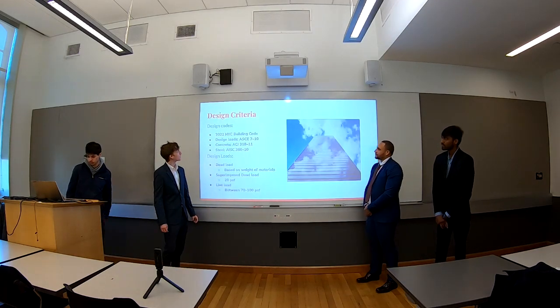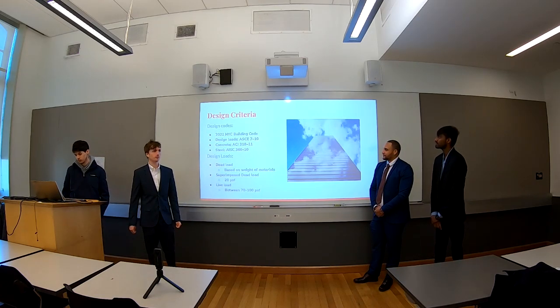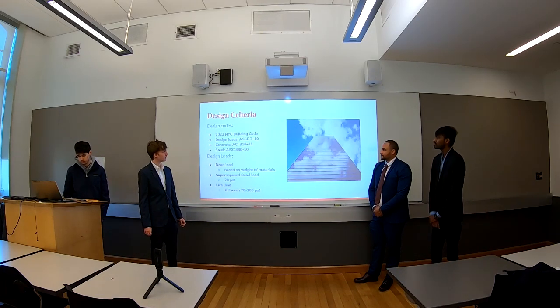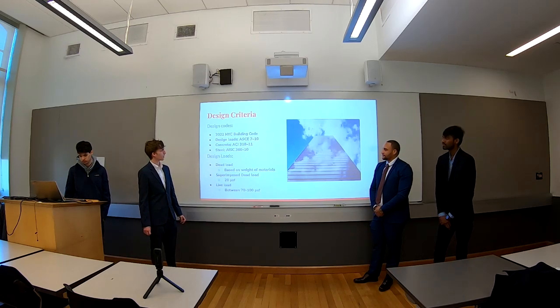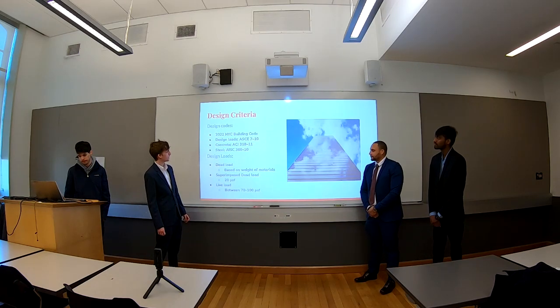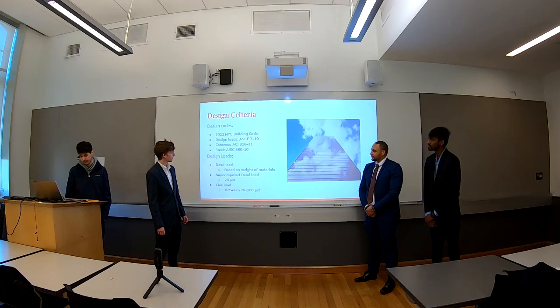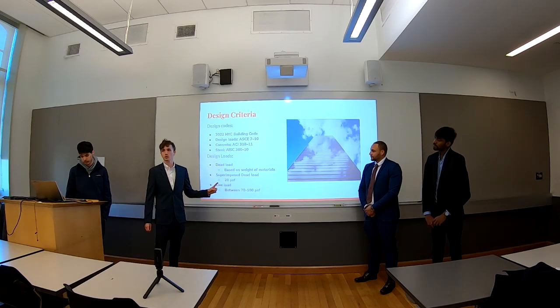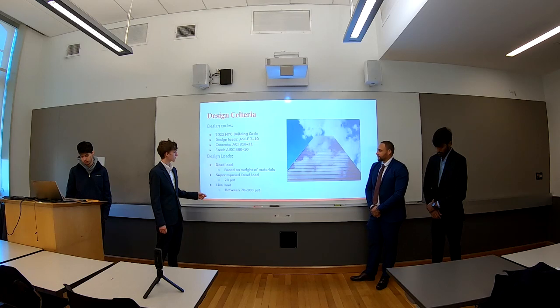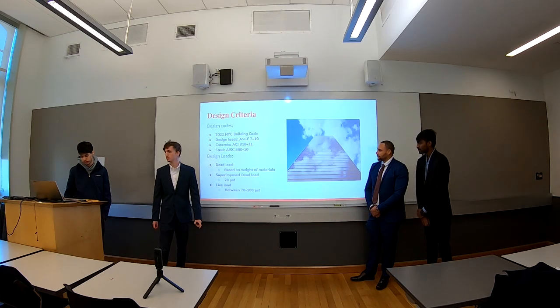So our design criteria are to follow the 2022 New York City Building Code, and within that, our design loads are determined by ASCE 7. Concrete will follow the ACI 318 standard, and steel will follow the AISC 360 standard. For our design loads, we have the dead load, which is based on the actual weight of materials that we used, the superimposed dead load, which is 20 pounds per square foot, and the live load, which will be between 70 and 100 pounds per square foot.